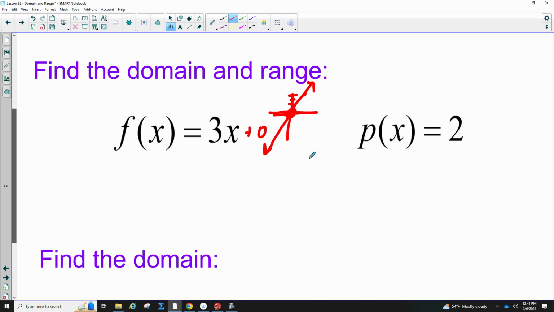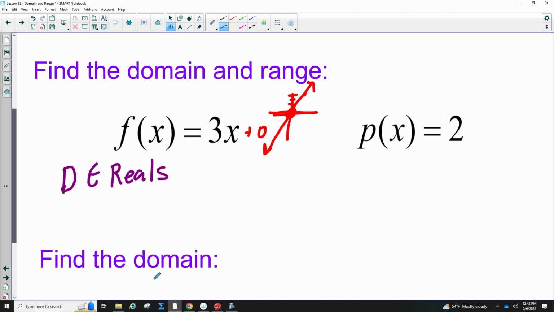But there's no restrictions in this. We can plug in whatever we want. And if you think about the line, it's technically going forever to the left. Even though it's going down, it's still going forever to the left. And so for my domain, we are going to say, hold on, let me see how I want to write this. X is an element of the reals, like this. X is an element of the reals, which really means it can be anything. It could be all numbers.